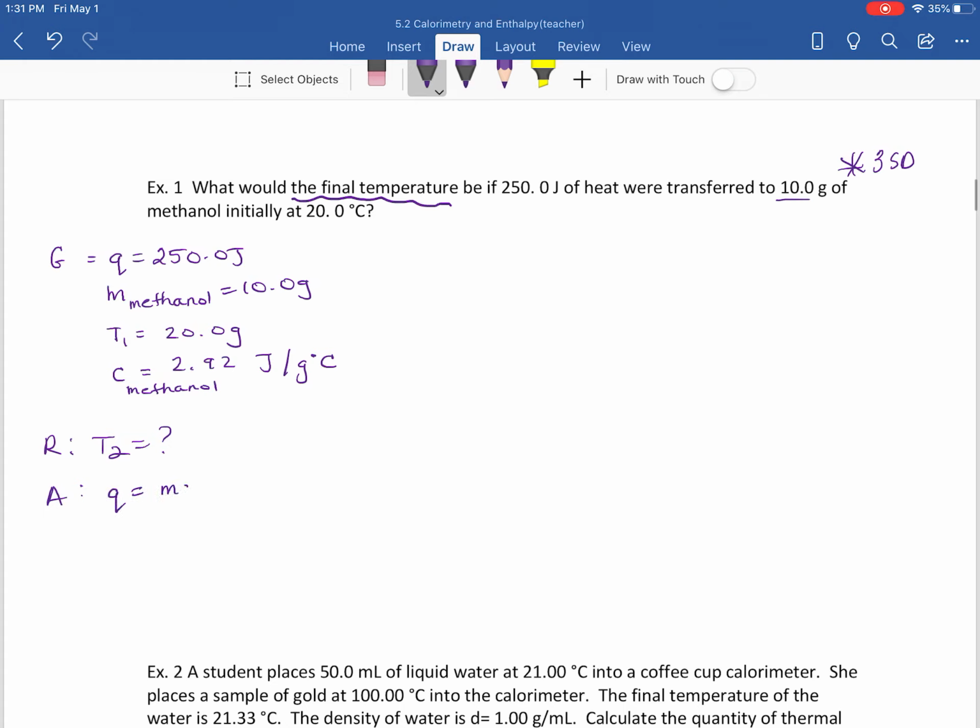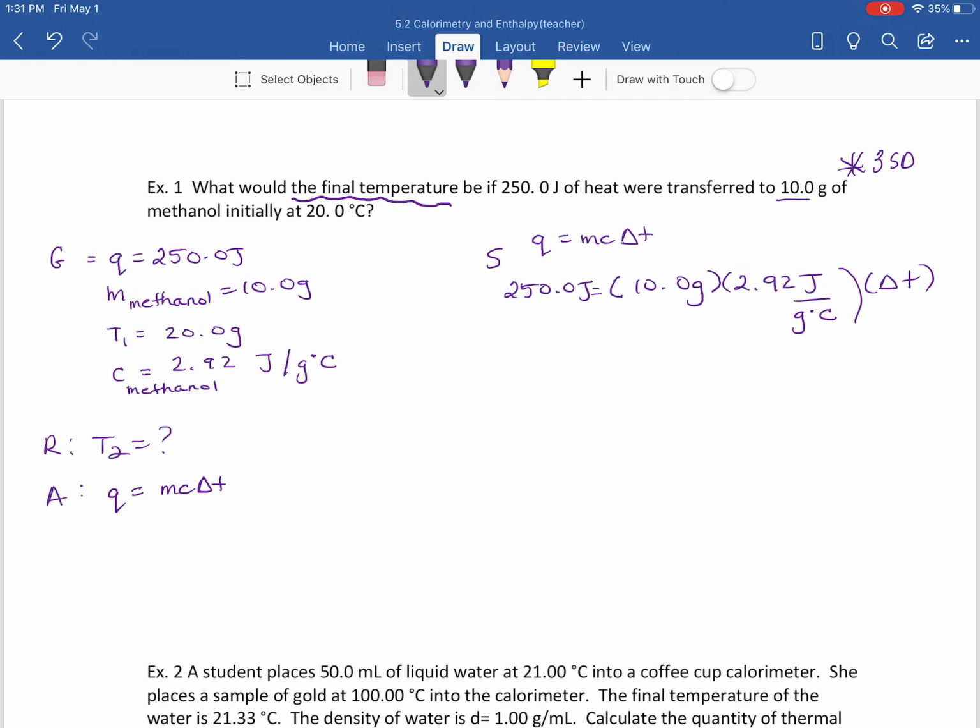Okay, so what's my formula, you ask? Q equals MC delta T. So let's solve this. I'm just going to write it up here again just to keep it all in the same place. So my Q is 250 joules. My M is 10 grams. My specific heat capacity is 2.92, and my delta T, you know one part of the delta T, but you don't know it all, so that's what we're going to be solving for.